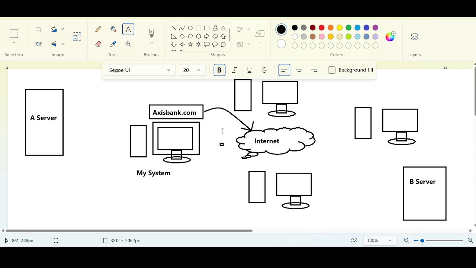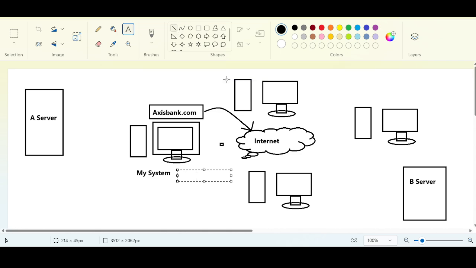You just type axisbank.com and something is happening behind the scenes. Your system is not clever enough to launch the website automatically. It needs a dependency. Internet is required to launch the Axis Bank website. You are sending the request from the client. Your system is called the client system. So what will the internet do? The internet will try to identify the relevant server.